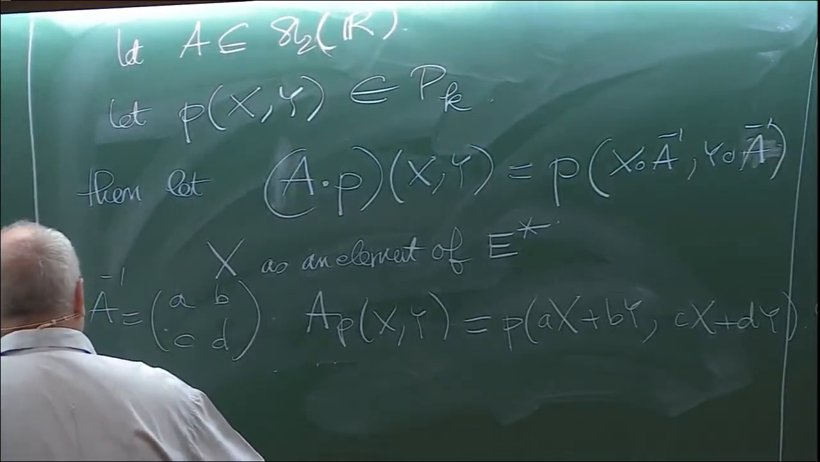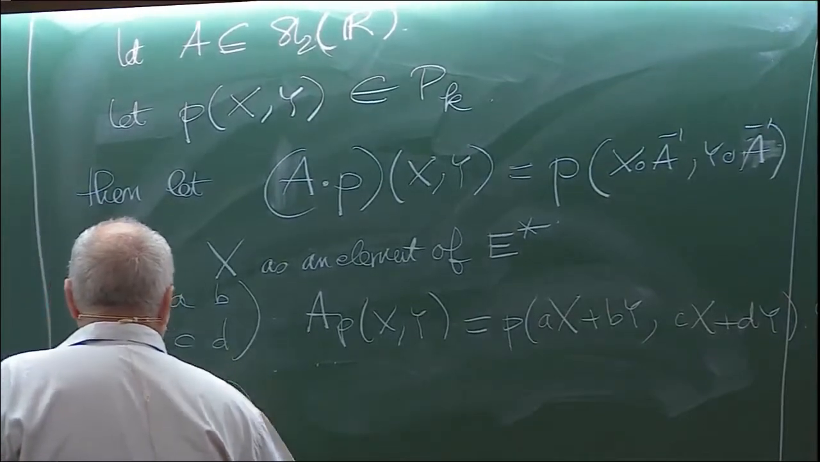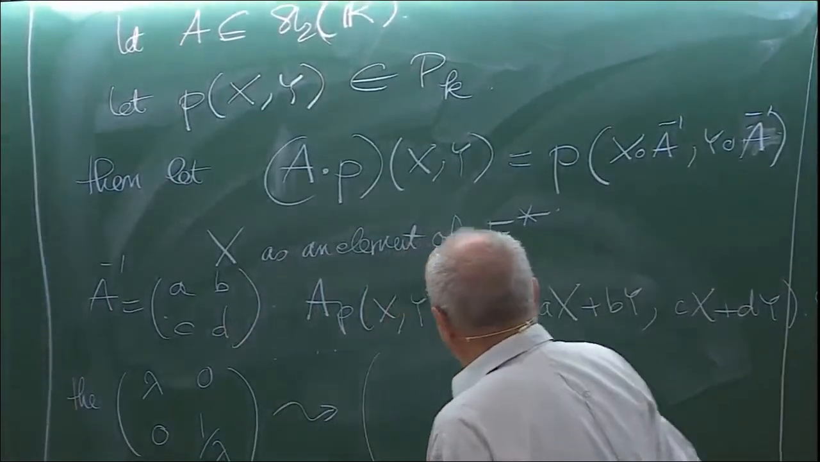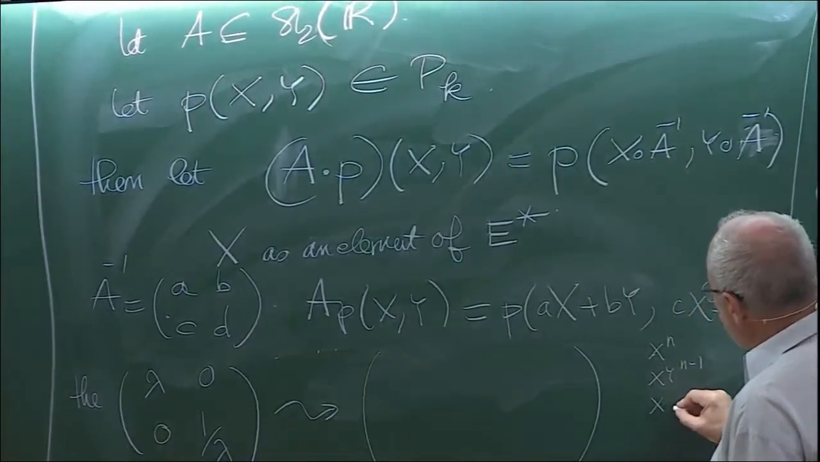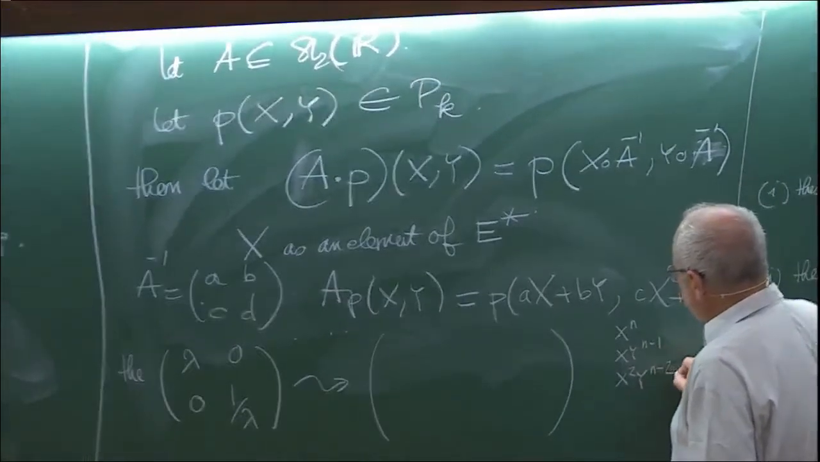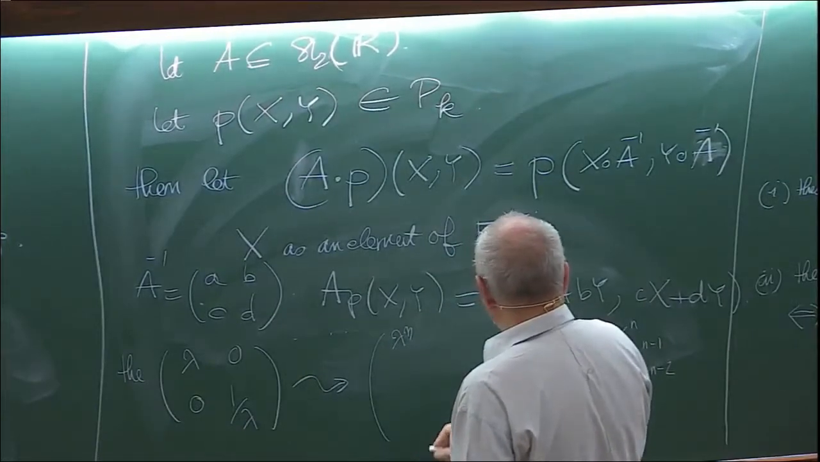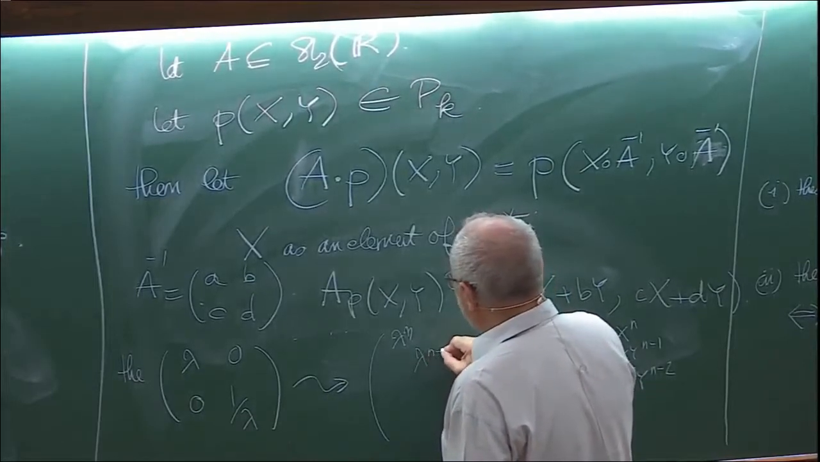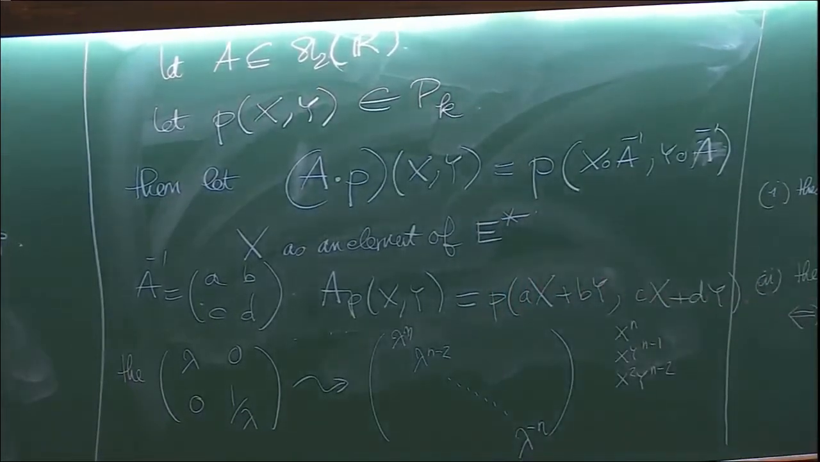So for instance, the matrix, how does the matrix, so if I take lambda, 1 over lambda, it now represents in the natural basis, which is X^n, X^(n-1)Y, X^(n-2)Y^2, it represents as lambda^n, lambda^(n-2), and here I have lambda^(-n). Right? So that's an irreducible representation.